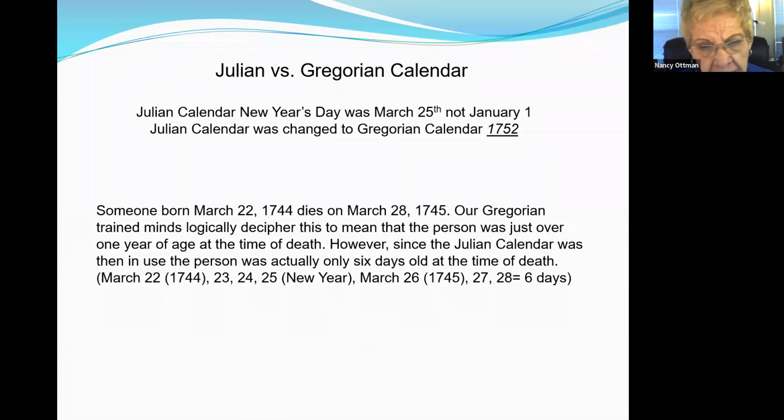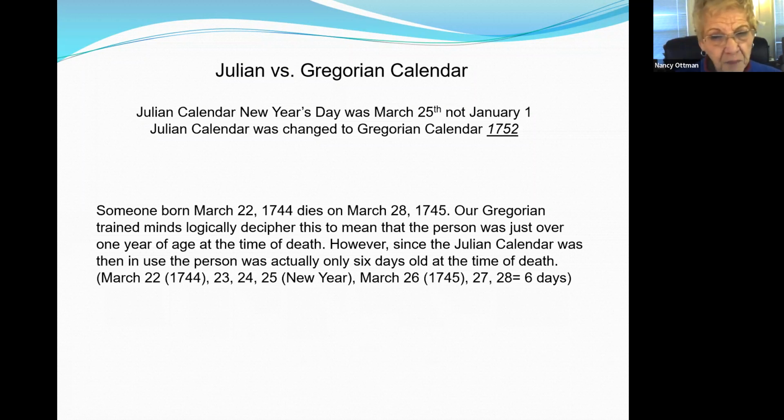Julian versus Gregorian calendar. I don't know if any of you have encountered this, but the Julian calendar, New Year's Day was March the 25th, not January the 1st. The Julian calendar was changed to the Gregorian calendar in 1752. Gregorian is what we use today. So someone born March the 22nd of 1744 dies on March the 28th, 1745. Our Gregorian trained minds logically decipher this to mean that the person was just over 1 year of age. However, the Julian calendar was then in use. The person was actually only 6 days old at the time of death.